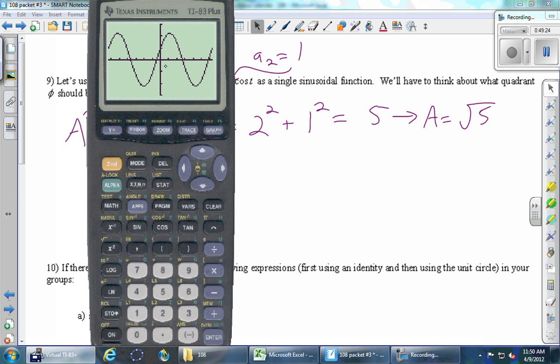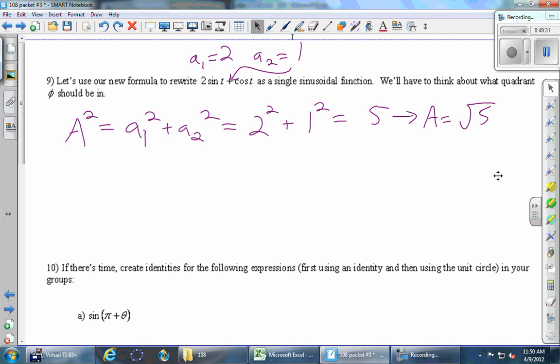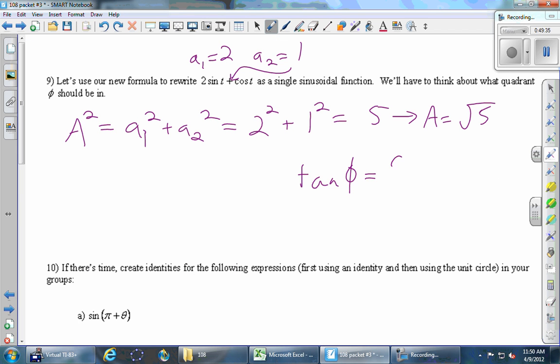Like normally sine would start at the origin and go up, but instead it's off by a little bit. If you want to find exactly what that phase shift is, you know that the tangent of the phase shift is a2 over a1. 1/2. What do you type in? Inverse tan of a half. That tells you how far you have shifted.